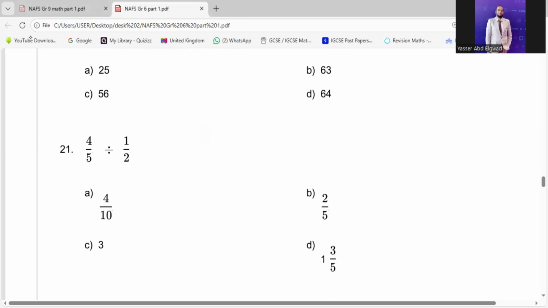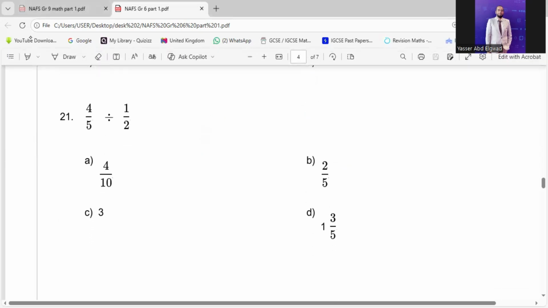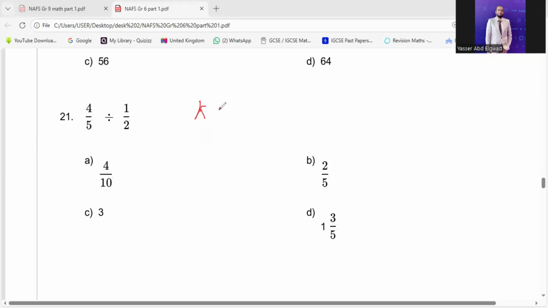As we said before, keep, change, flip. Keep the first, 4 over 5. Change divided to multiply and flip 2 over 1. And you just multiply numerator by numerator, denominator by denominator: up, up, down, down.